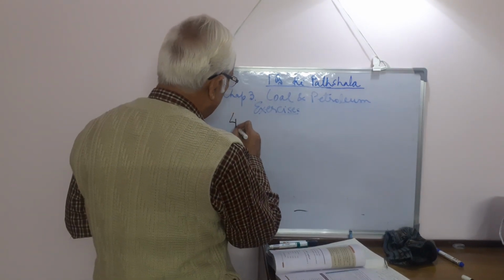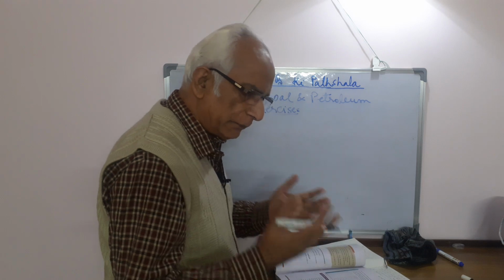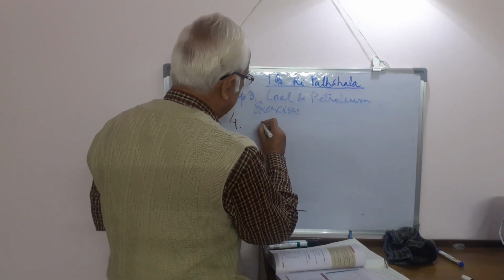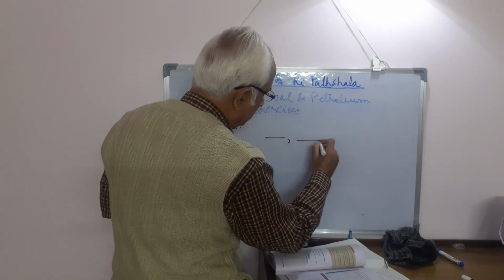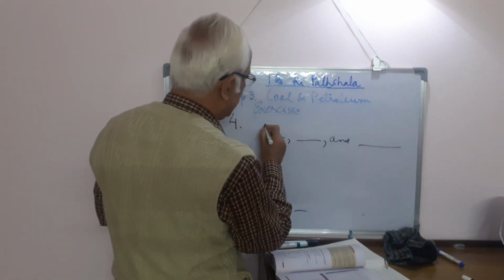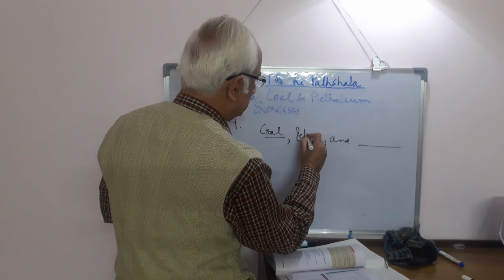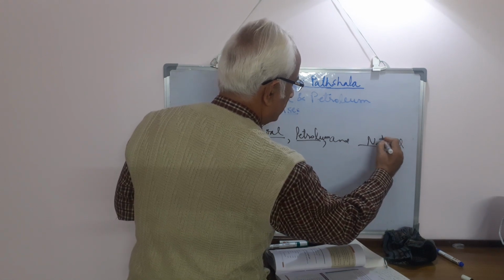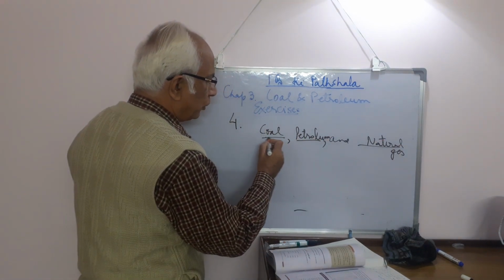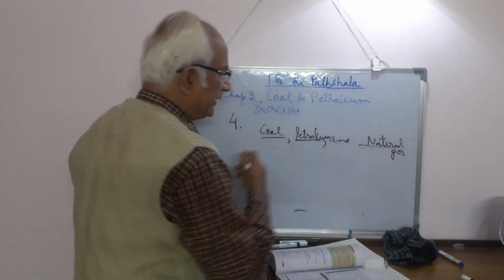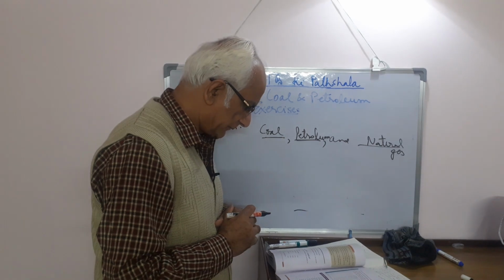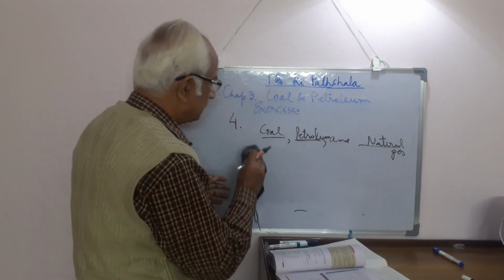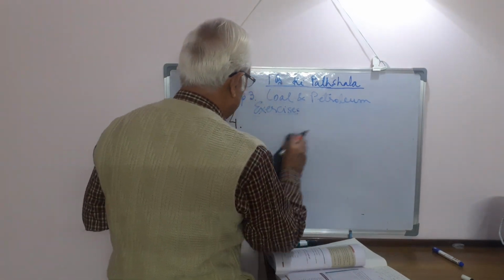So question number 4 में क्या है? You have to fill in the blanks. If you read the book, you will find out the answers. Fossil fuels are, so there are 3 gaps. Fossil fuels are and this. तो इसमें क्या आ जाएगा? Coal, petroleum and natural gas. So these 3 words you have to write: coal, petroleum and natural gas. All these 3 items are natural fuels, fossil fuels. These are all fossil fuels.